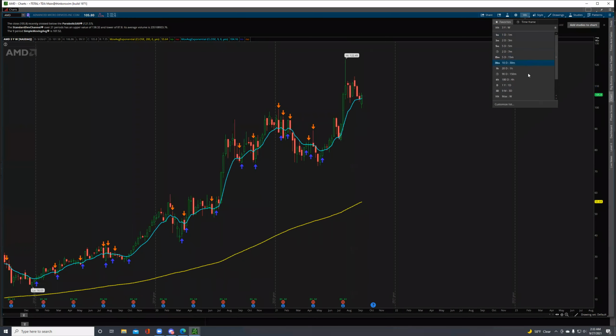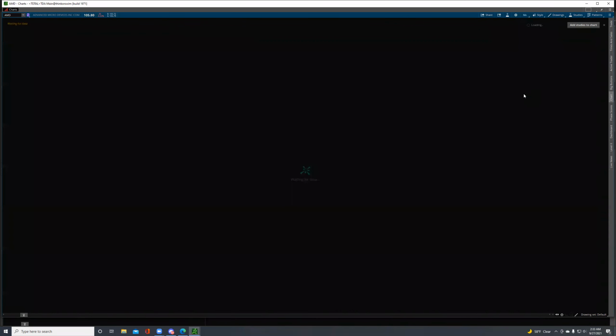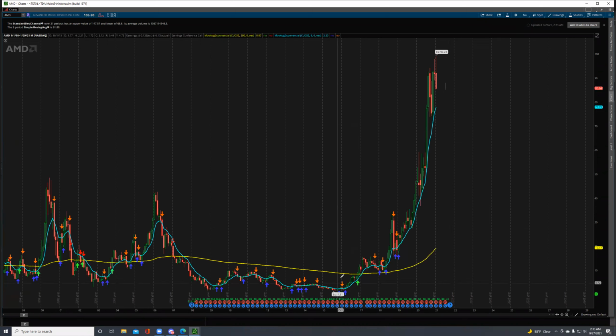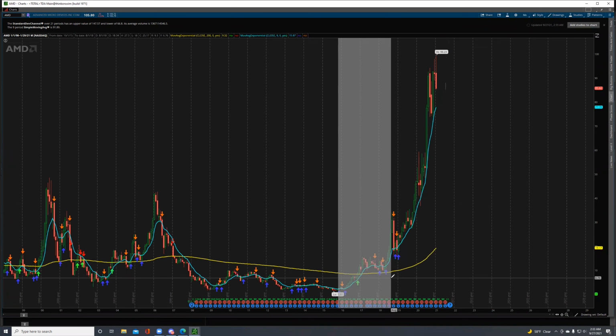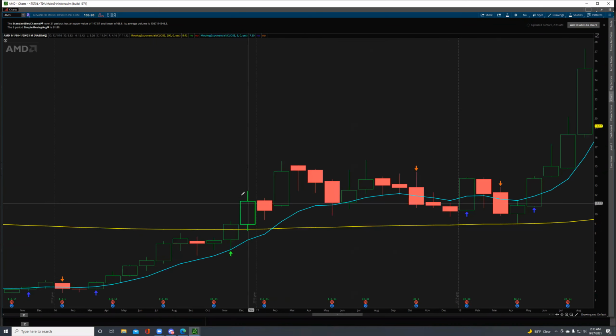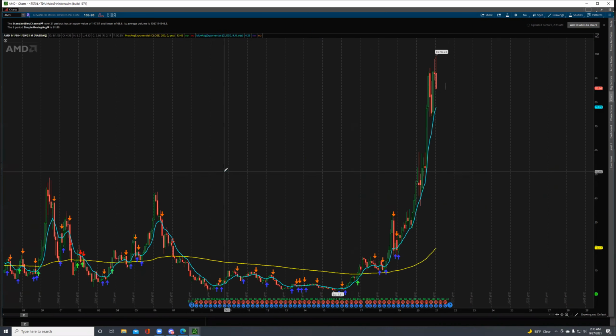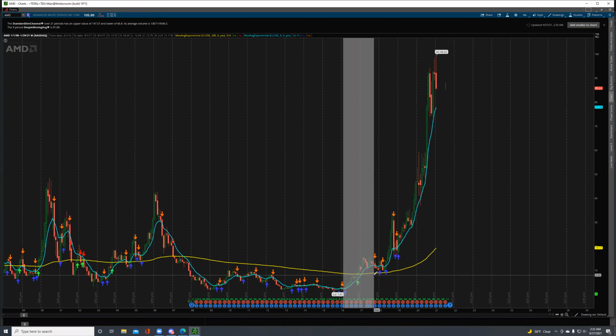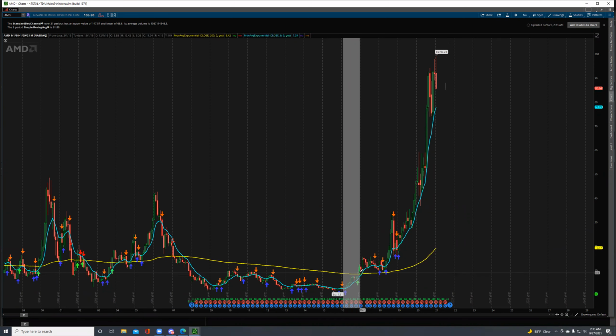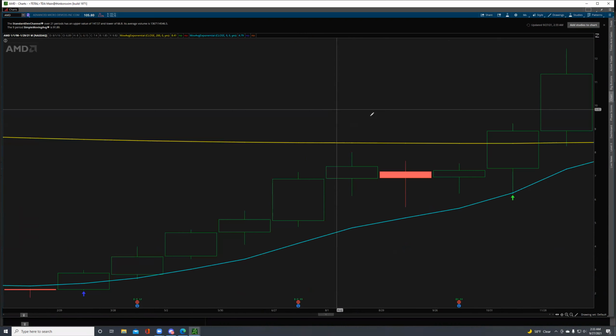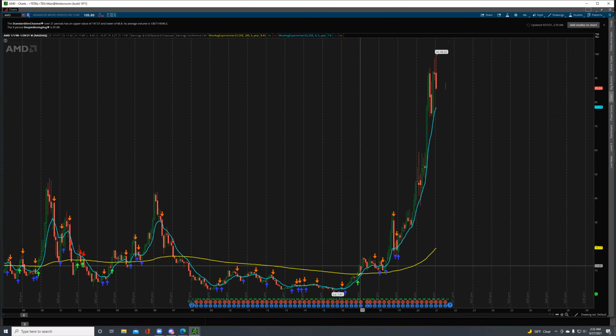All right, let's go to monthly just so you can see how far it really is. I mean, look at that. The last time you had an EMA cross was when it was $6 a share. So the problem with this is, unless you were trading AMD way back here in 2016, you are certainly not going to be able to hit this and run it up. So this is where you drop back to those lower time frames.